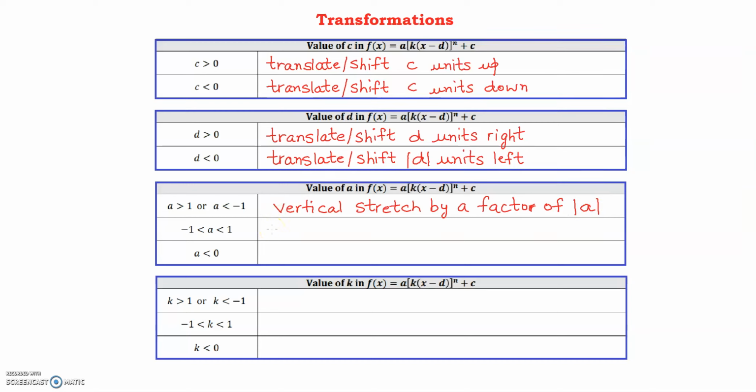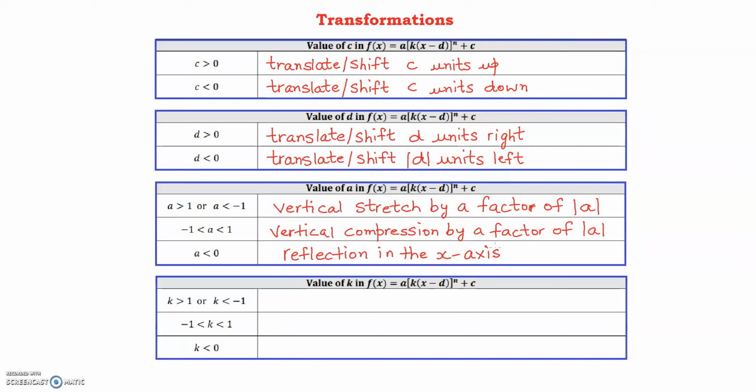When a is between negative 1 and 1, we can write the transformation as vertical compression by a factor of the absolute value of a. When a is less than 0, we can write vertical reflection, or reflection in the x-axis.